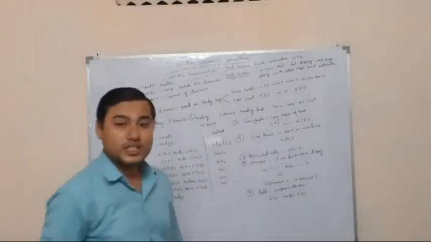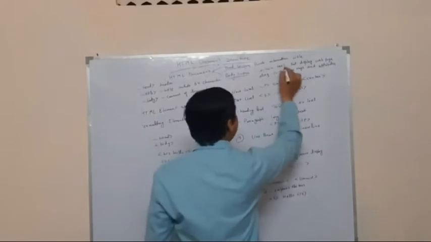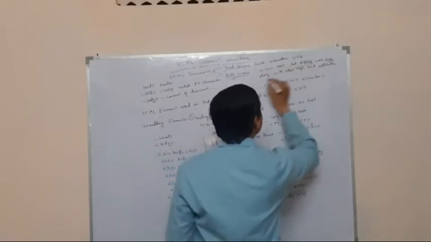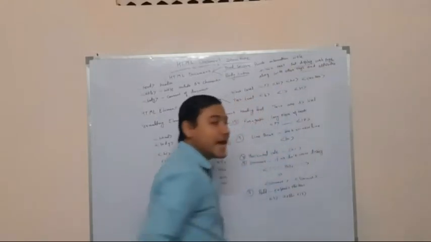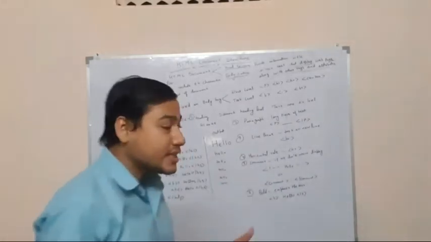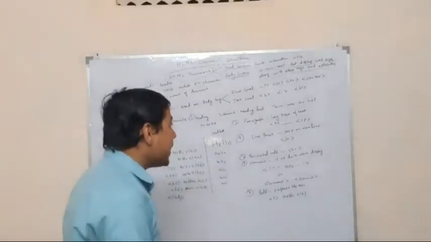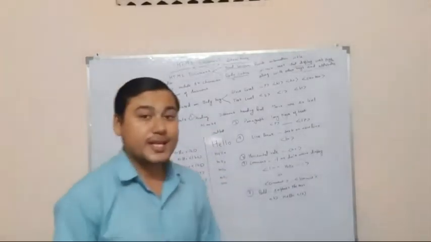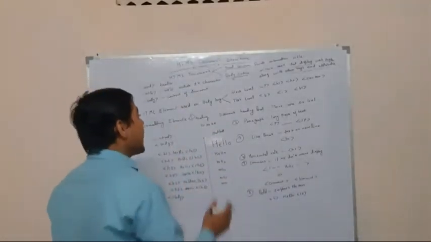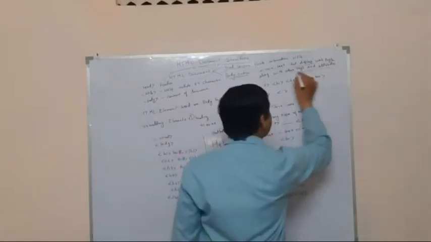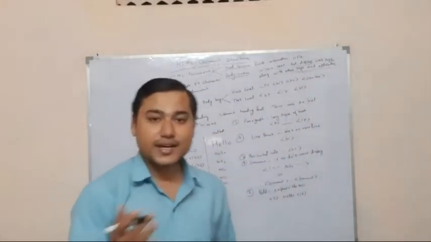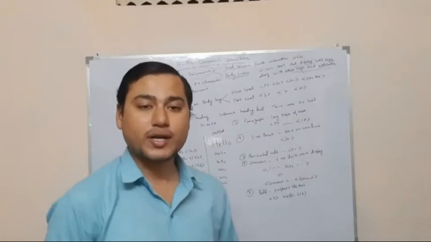So what is the body section? What does the body section do? The body section contains the text that displays the web page along with the other tags and attributes. It can also store many other tags and attributes in the body section.